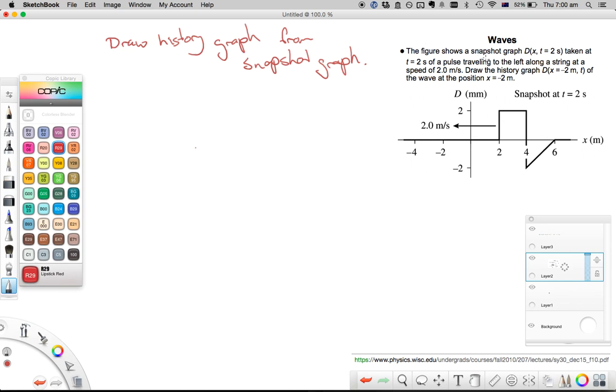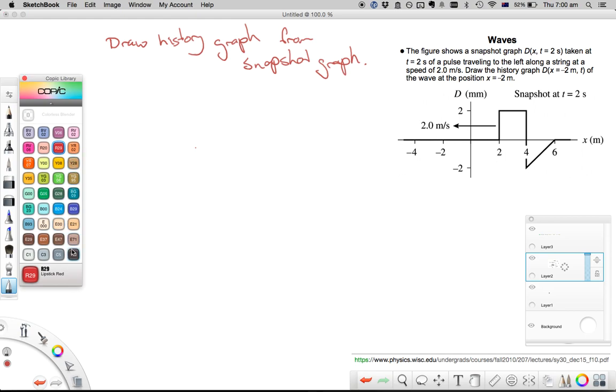The figure shows a snapshot graph, which is a function of displacement in the x direction and time, taken at time equals 2 seconds. A pulse is traveling to the left along a string at a speed of 2 meters per second. Draw the history graph, the graph as a function of time, of the point that is at x equals -2 meters. So we're caring about the point at this position.